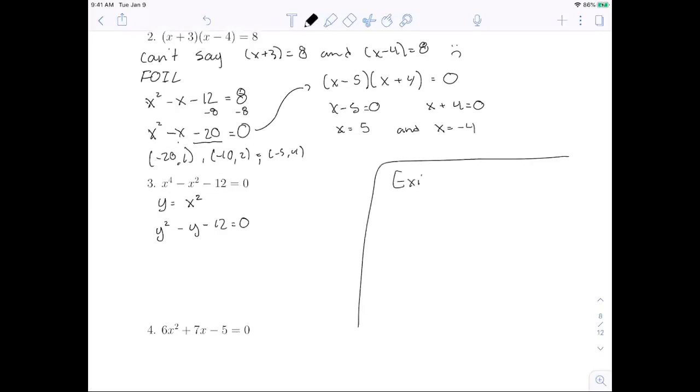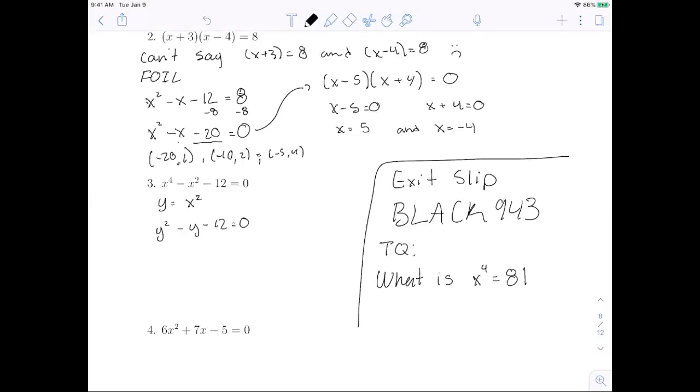So exit slip. Our room number is still my last name in all caps, 943. Our teacher question of the day is going to be: what is x to the fourth equal to 81? Wait, not what is. What is x? Hold on. I can't write problems really fast. Remember we doing these on Socrative?